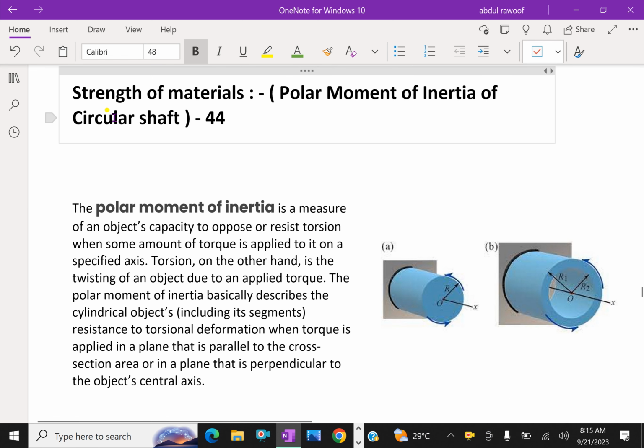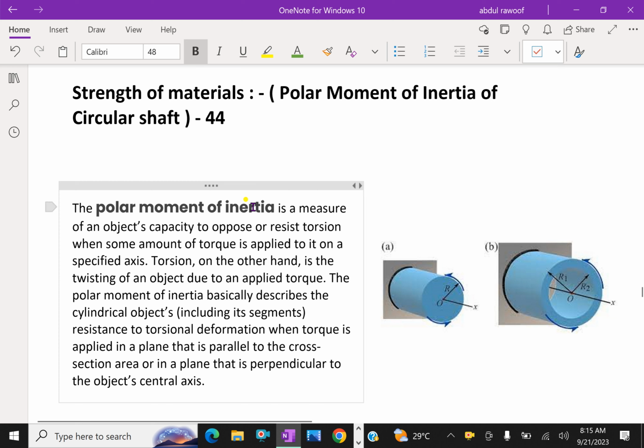Welcome to aminacademy.com. In strength of materials, let us discuss the polar moment of inertia of a circular shaft. The polar moment of inertia is the measure of an object's capacity to oppose or resist torsion when some amount of torque is applied to it on a specified axis.